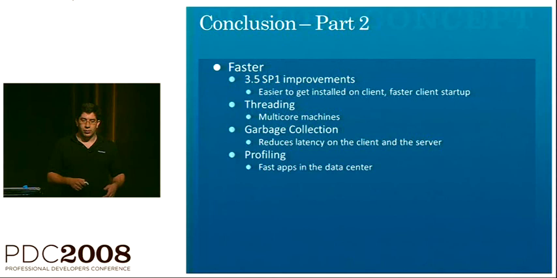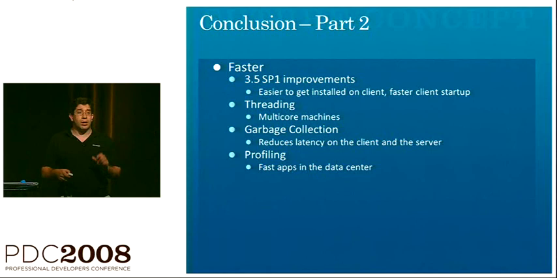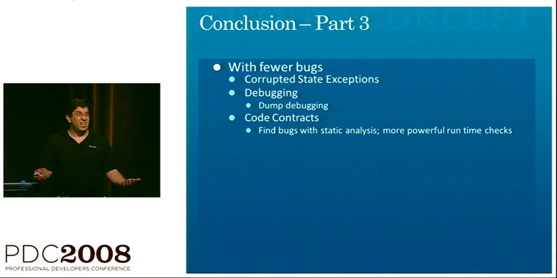I showed you how we make things faster with our 3.5 SP1 improvements. It's easier and faster to get installed, with faster client startup. I showed you improvements around threading. Your threads are going to run a little bit faster now. And I showed you improvements for garbage collection, lower latency on the client, and ways to send traffic away on the server so your users don't see that latency. Finally, I showed you server-side profiling so you can actually look at what's going on in your lab. In your data center, rather.